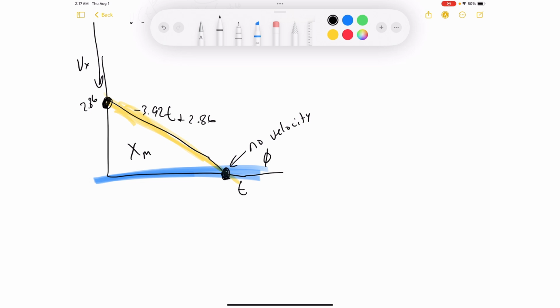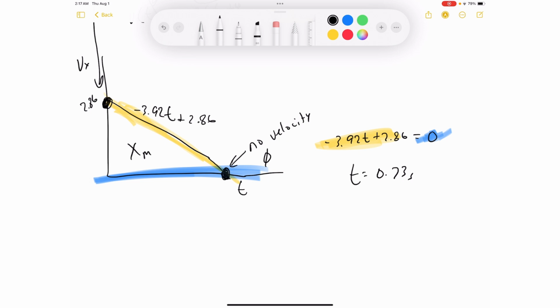So what I can do is I can just create an equation, negative 3.92t plus 2.86, which was your initial conditions. Where does this function, that's the yellow one, equal the blue function, 0? Where do those two meet? And if you solve it, you'll get t equals 0.73 seconds.